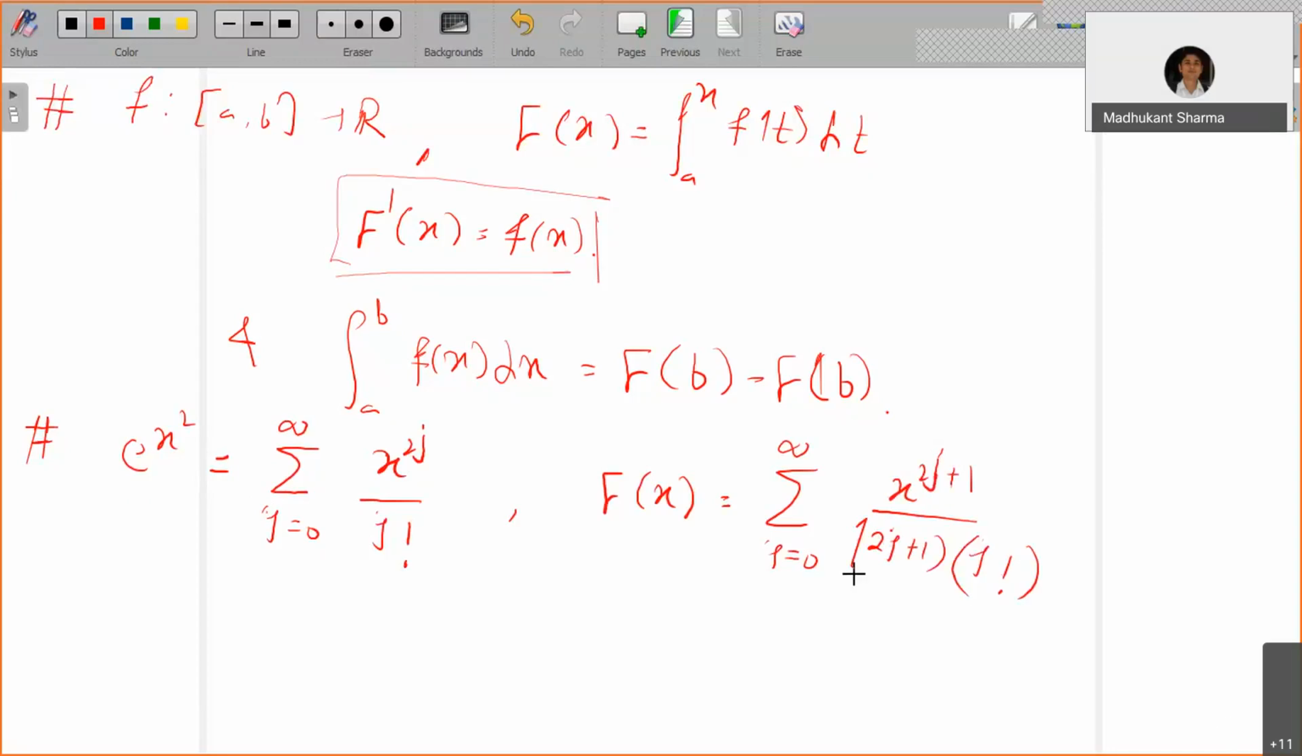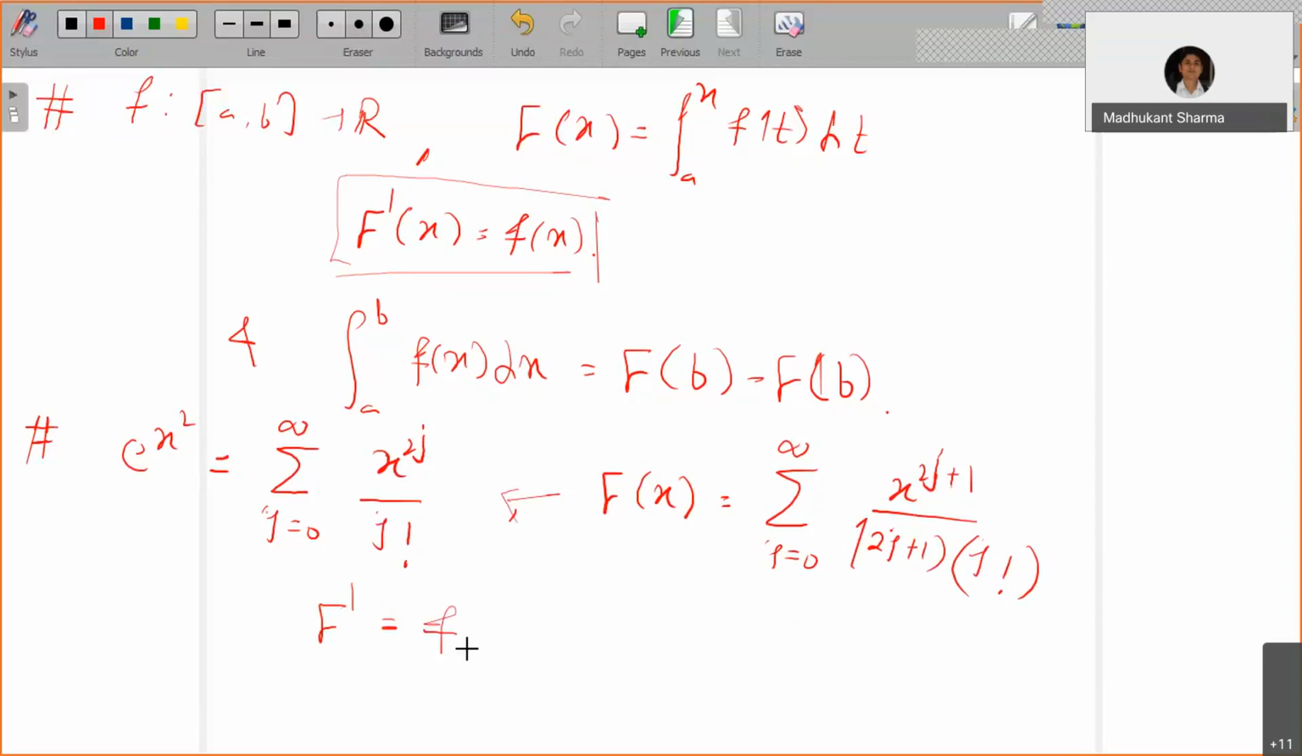So this is not a simple antiderivative. And it is not true that for every infinite series you can perform term-wise integration, right? What you have done here is term-wise integration, and you are telling that this is going to be the antiderivative of this function e power x square, because you are performing f dash now, so f dash will be f.